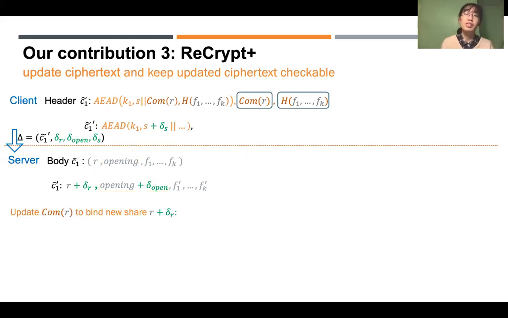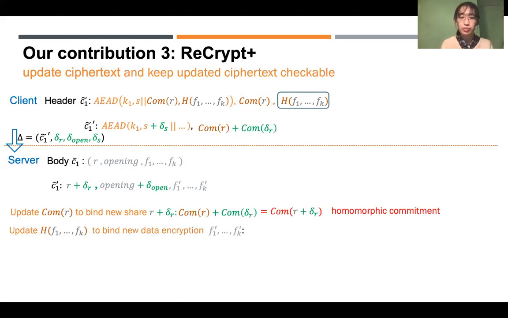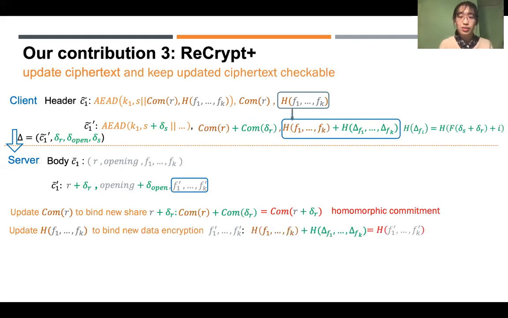And then we need to update the commitment. In order to keep it checkable, we need to bind the update of the commitment to the new share. So it requires the update of the commitment equals the commitment of the update. So we need a homomorphic commitment. Also, we need to update the hash. Also, to make it checkable, we need to bind the update of the hash to the new data encryption. It also requires the update of the hash equals the hash of the new update. So we also need a homomorphic hash.